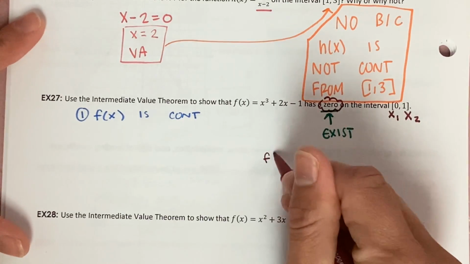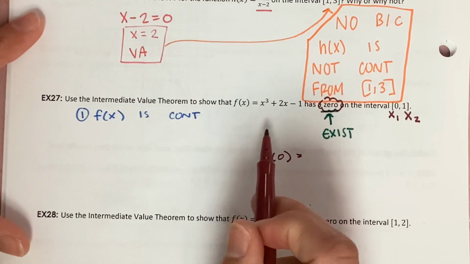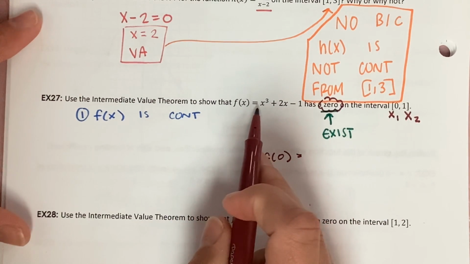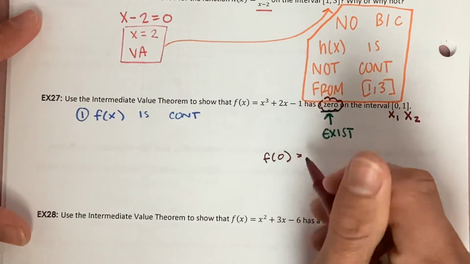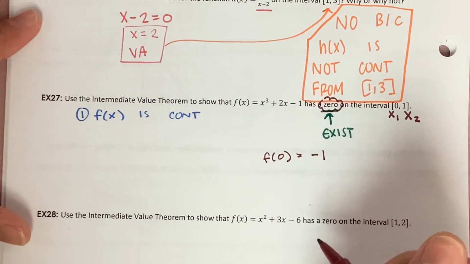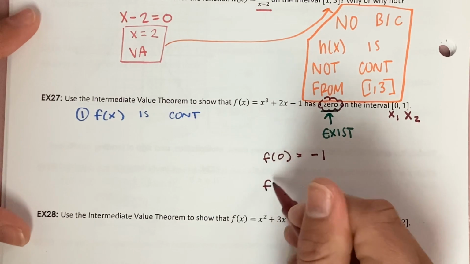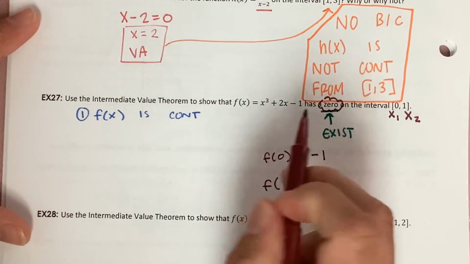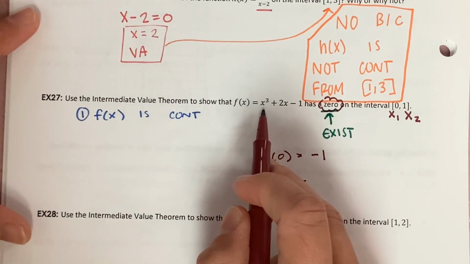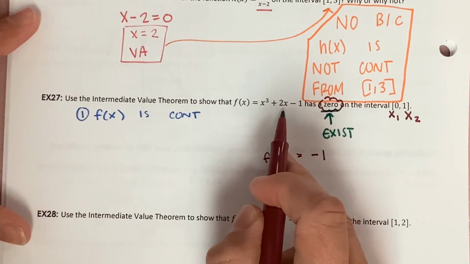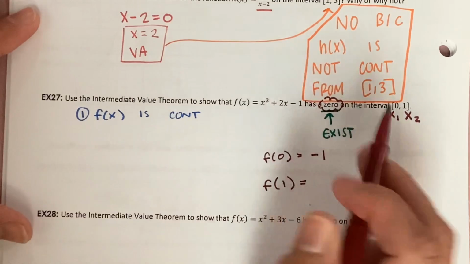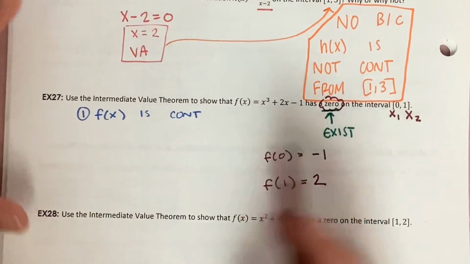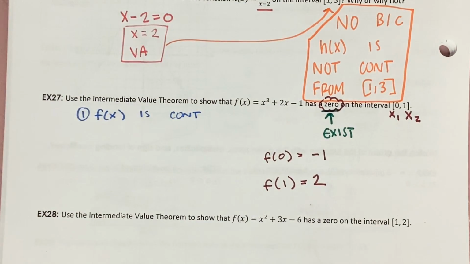All right, so when I plug 0 into my function, what's 0 cubed? 0. Plus 2 times 0? Minus 1? Negative 1. All right, so f of 0 is negative 1. When I plug 1 in, what's 1 cubed? 1. What's 2 times 1? 2. What's 1 plus 2? And then minus 1? 2. All right, so those are my y values.